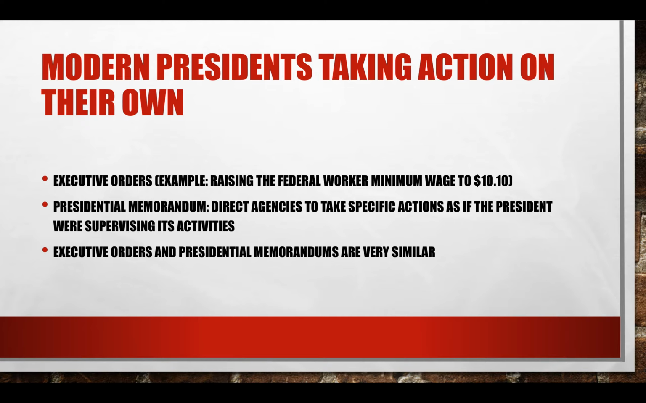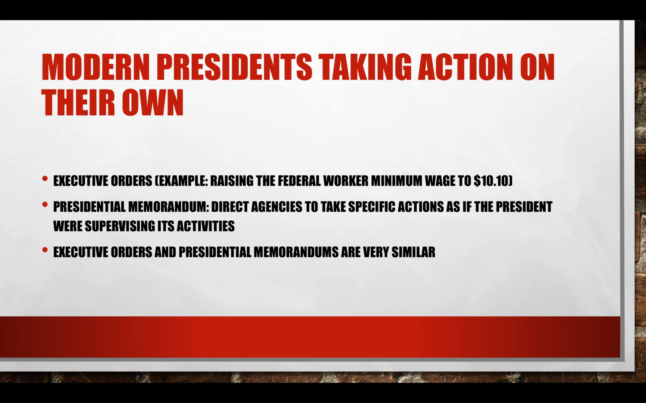This is a significant change in that it raises the wages of many federal workers, but it is limited in that the president can only make this change for federal workers, those workers who are currently employed by the federal government. The president cannot sign an executive order raising the minimum wage for all workers. That action would require legislation passed through Congress.